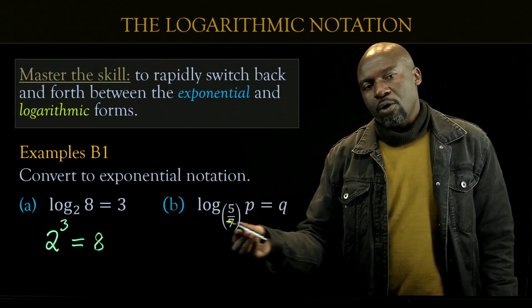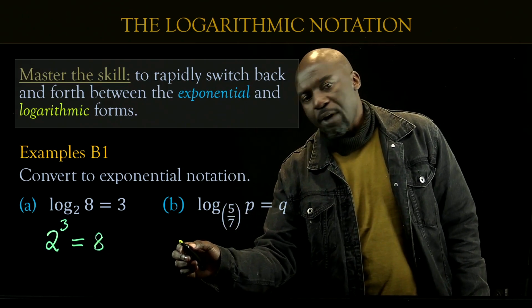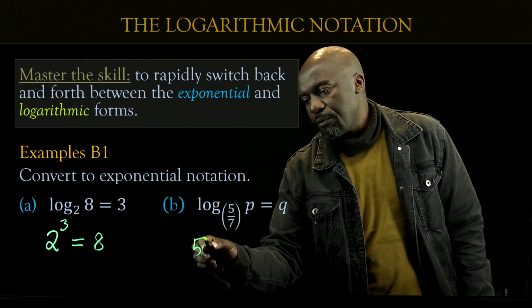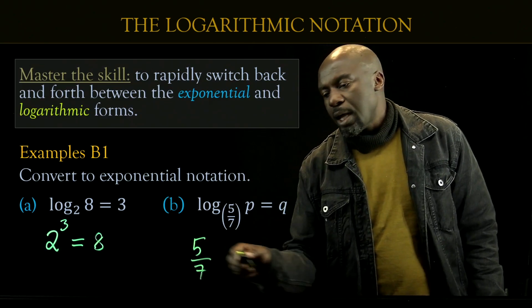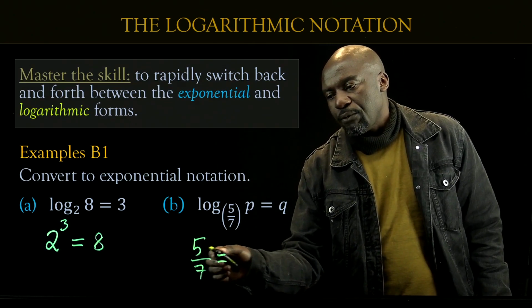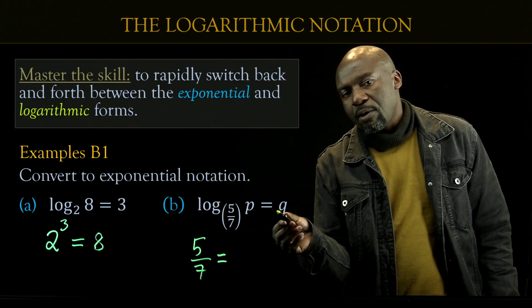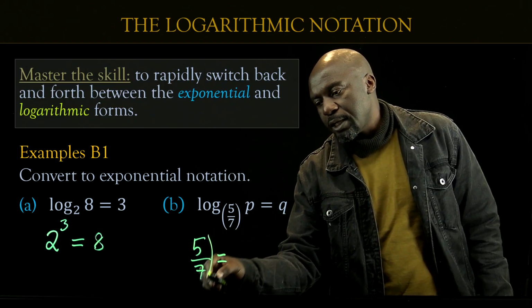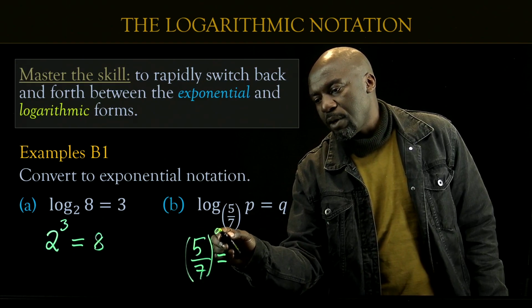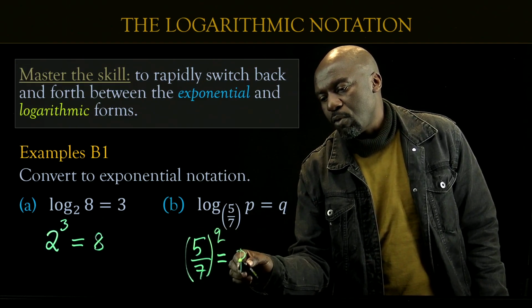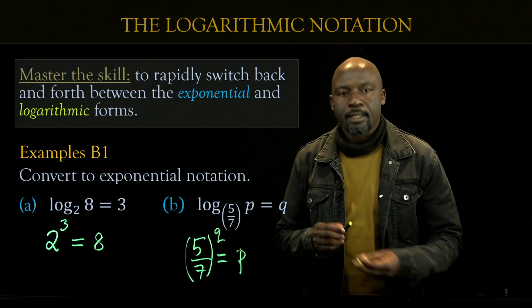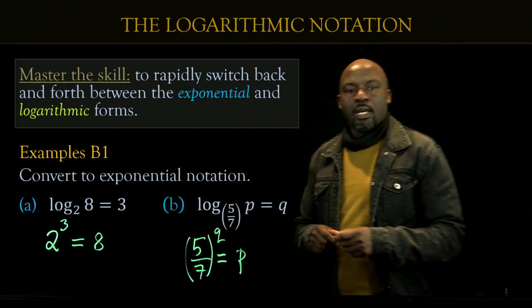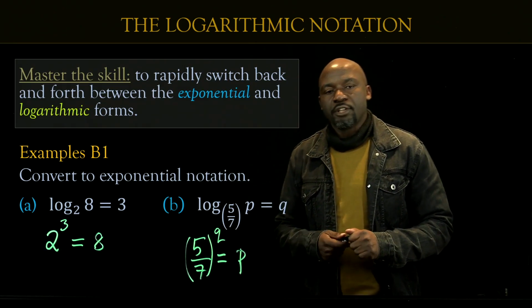Similarly, we go to the base here and we say 5/7. So 5/7 has to be 5/7 to the power of q. So I'm going to put that in brackets and say to the power of q must be equal to p, like that. And we have expressed it in exponential form.